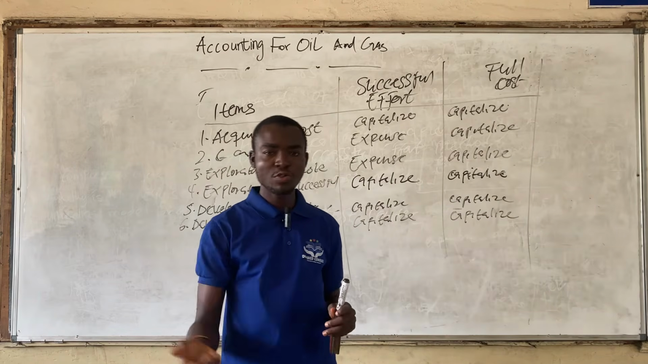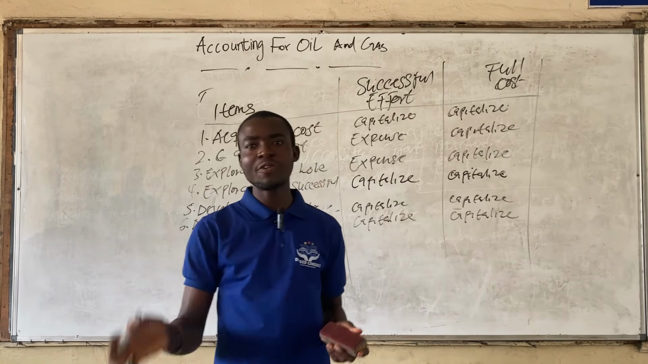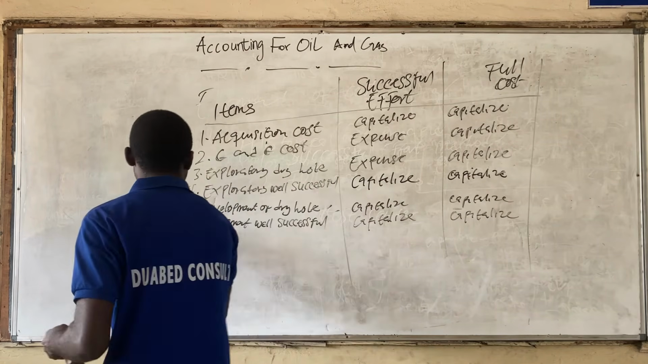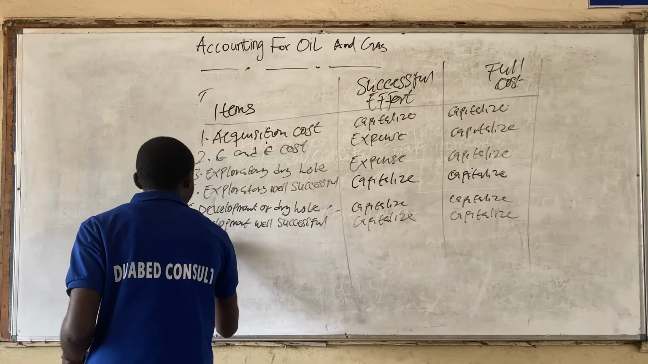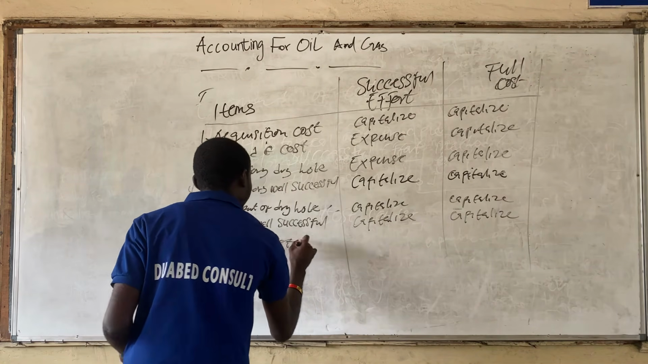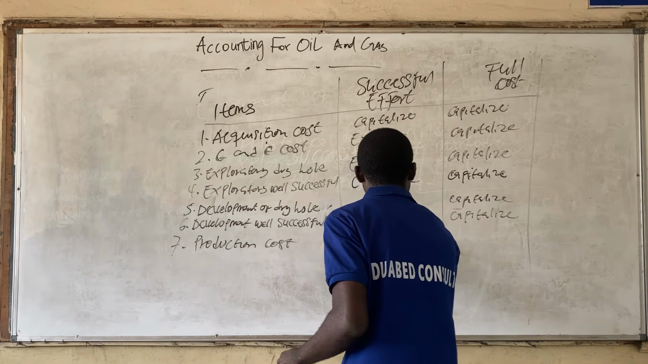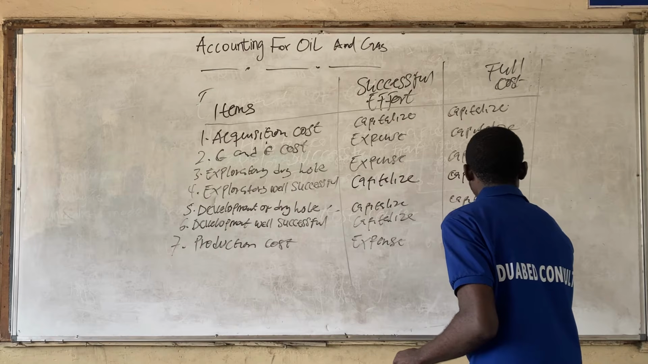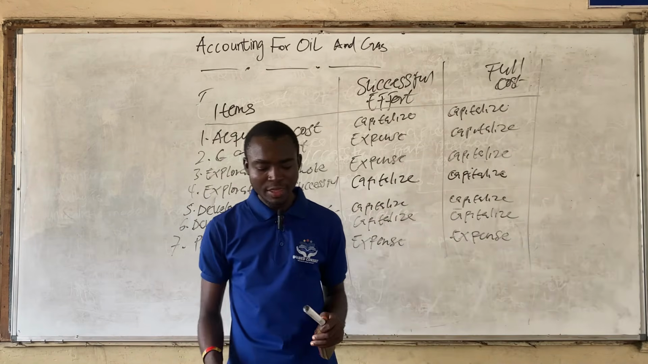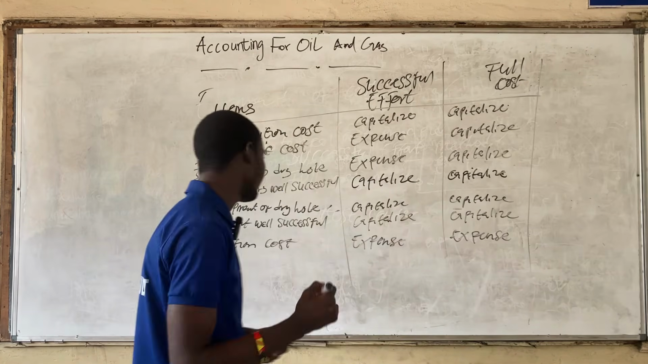And then production cost. For production cost, it is written off as an expense under both methods. And then the last one is amortization, depletion, and then depreciation.